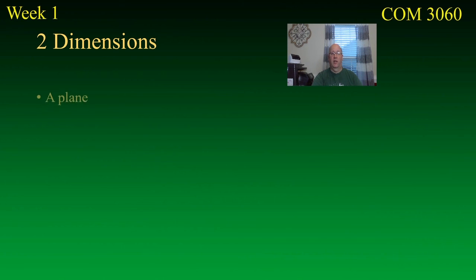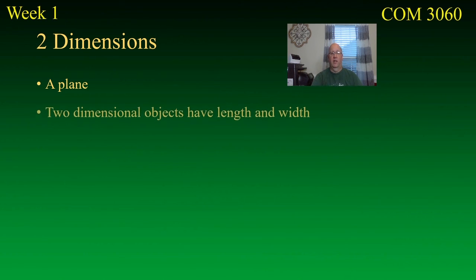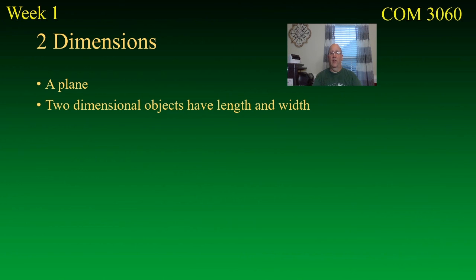2 dimensions basically creates what we call a plane. So a flat object, like let's pretend that a piece of paper is flat. So a plane would basically be a flat object, even though it's not entirely flat, there's still some width there. But a plane would be a 2-dimensional surface.